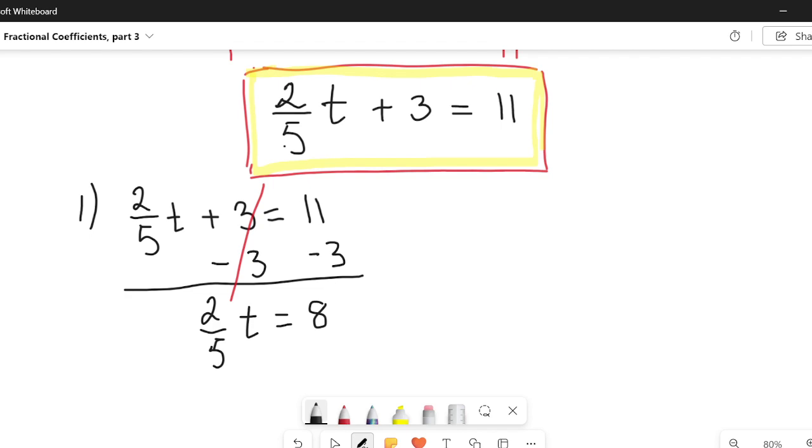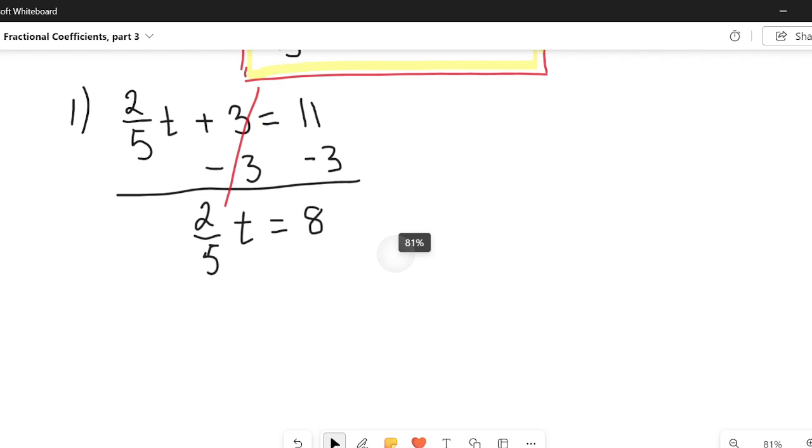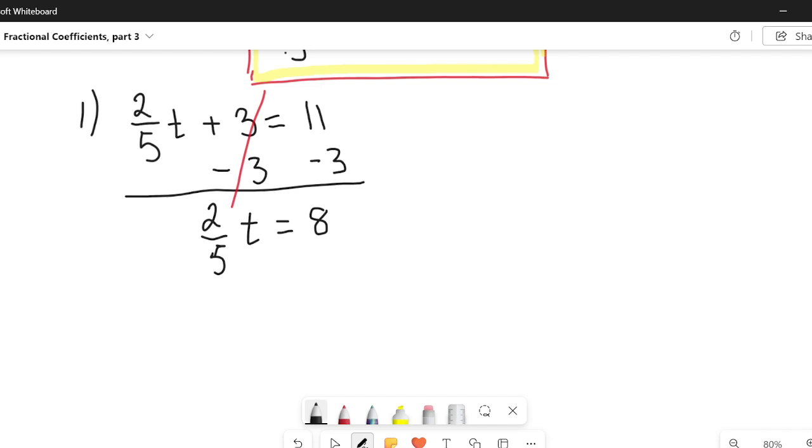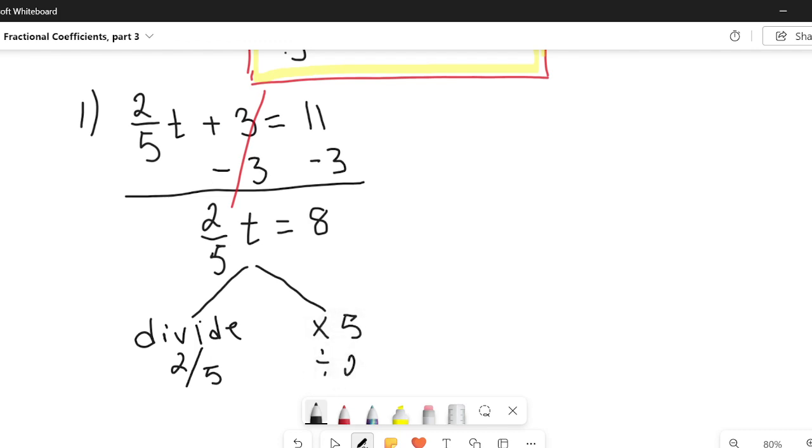So there are two ways to solve this equation. I'm going to write this with the two methods. So first I'm going to write here, divide both sides of this equation by 2 over 5. Or multiply by 5 and then divide by 2. So we can solve this both ways.